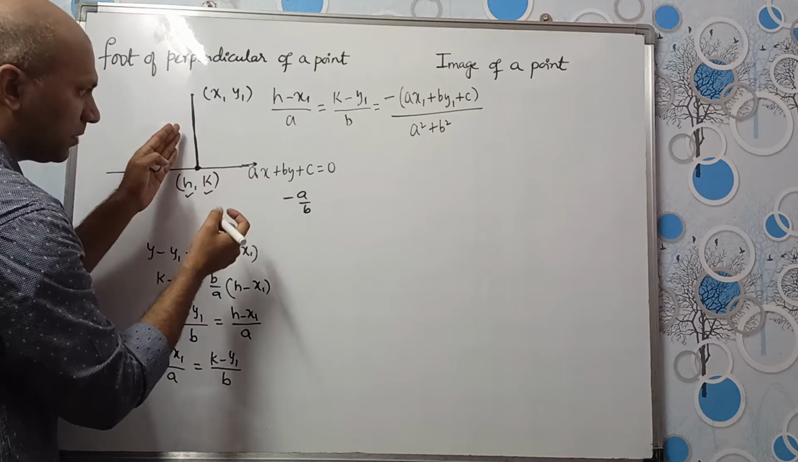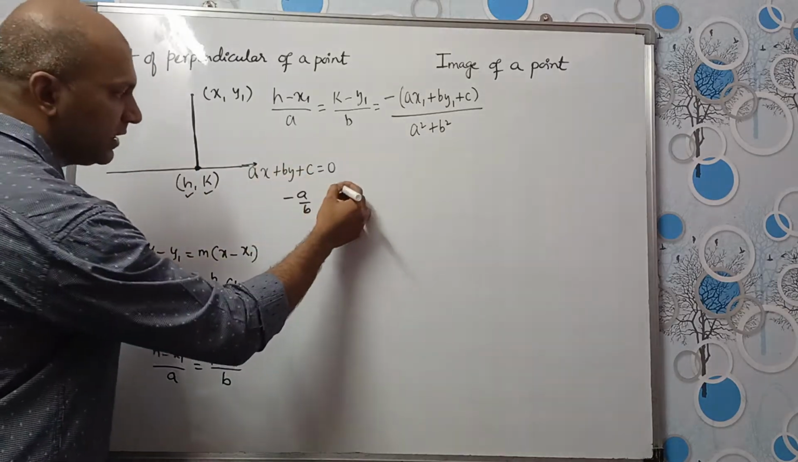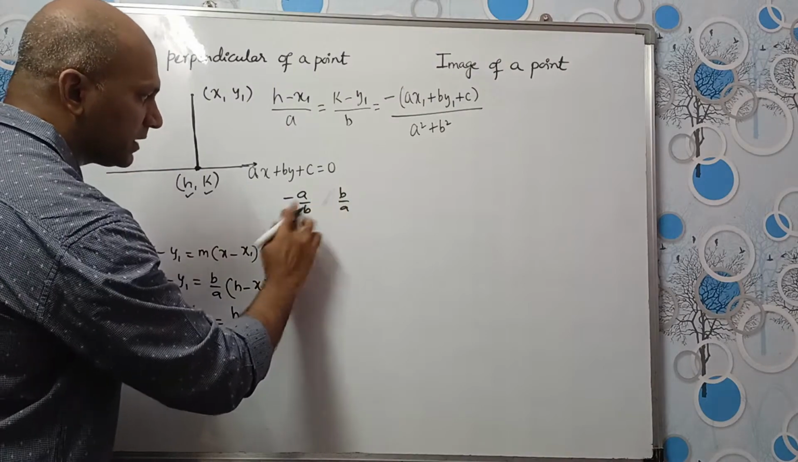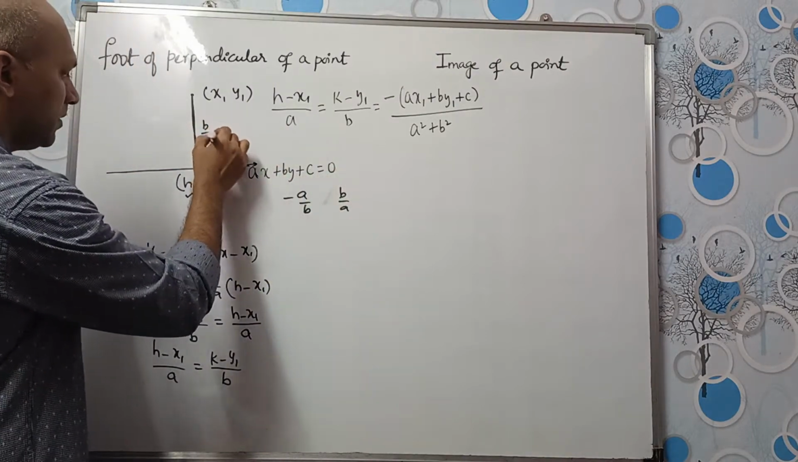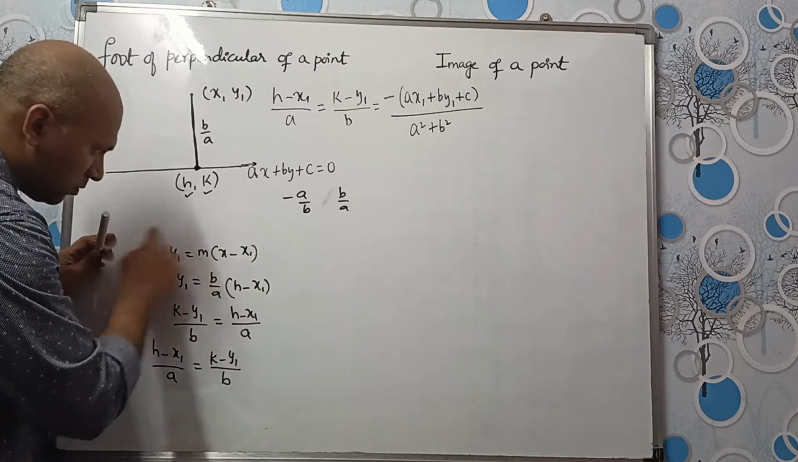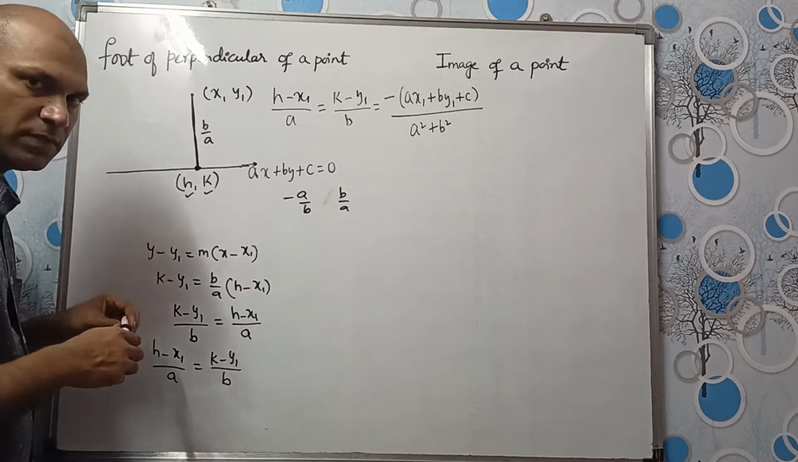What will be the slope of the perpendicular? Reciprocal with opposite sign, right? So reciprocal, opposite sign: here we had a minus sign, so it will be plus. So b by a is the slope. Alright, we use this point-slope form concept which we learned in the previous videos of straight line.